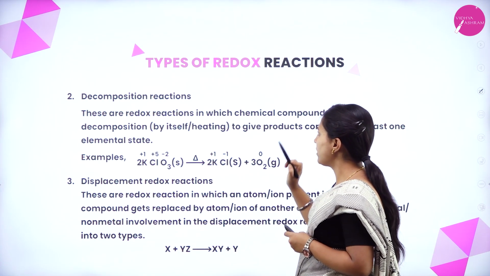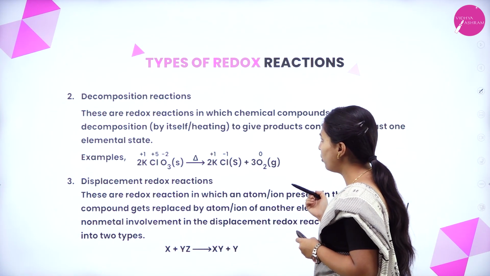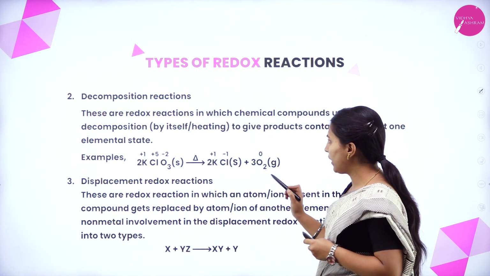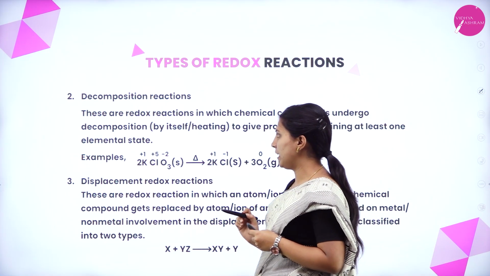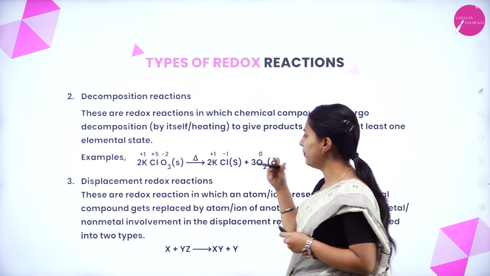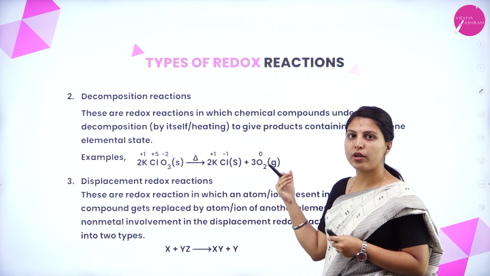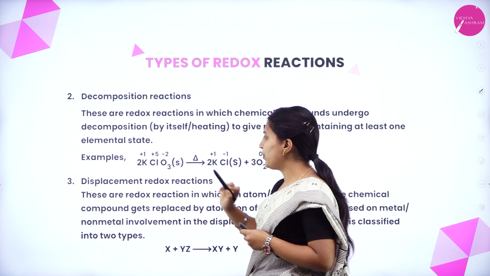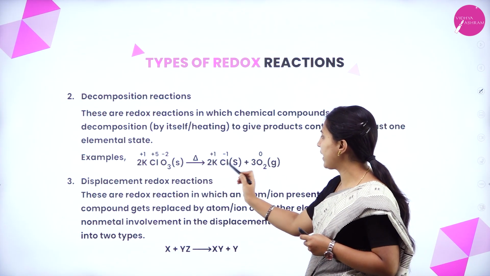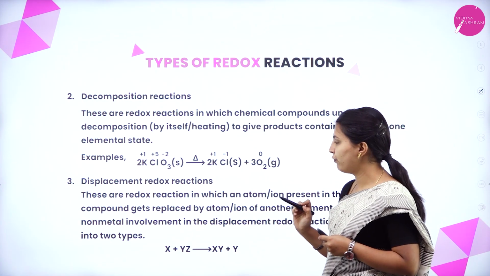These are redox reactions in which chemical compounds undergo decomposition by itself or heating to give products containing at least one elemental state. One reactant has to decompose into two or more products. Here KClO3, having individual oxidation numbers, will form KCl plus 3O2.